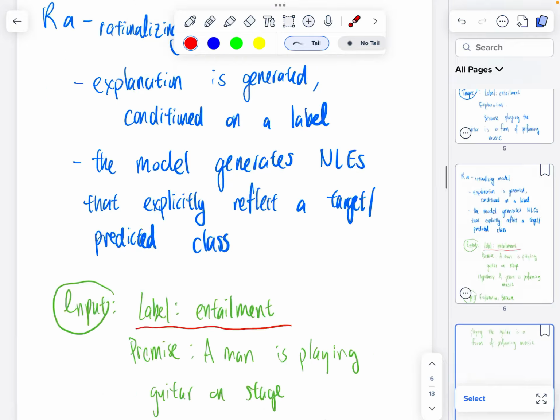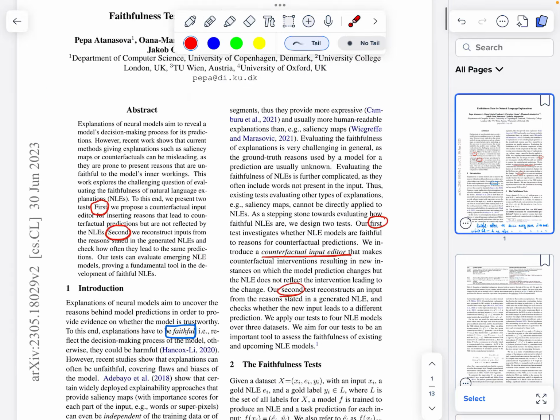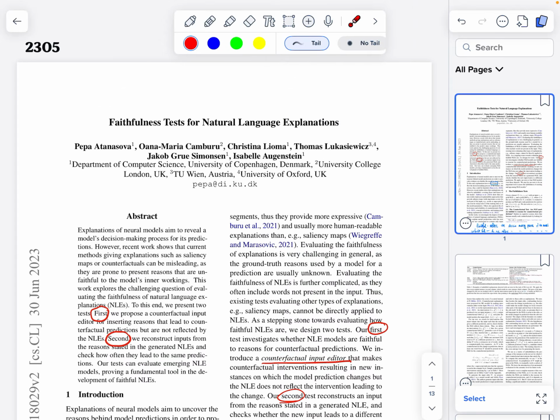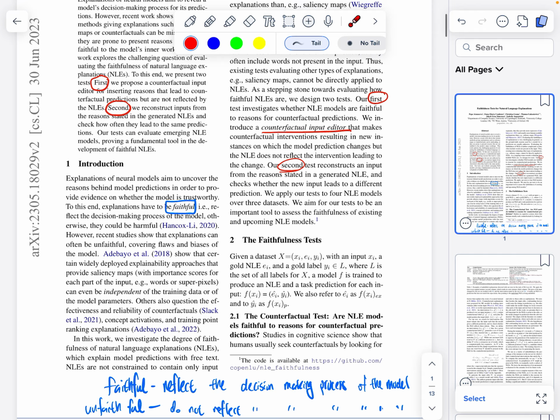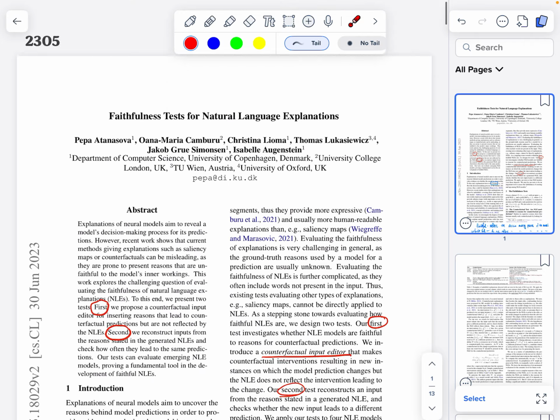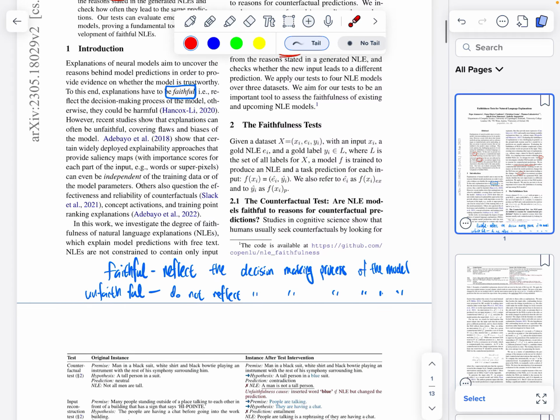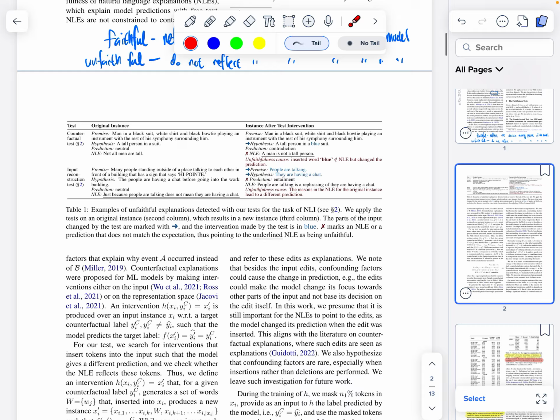I will be talking about faithfulness tests for natural language explanations. This paper has been accepted at ACL. I think I'll have to double check.